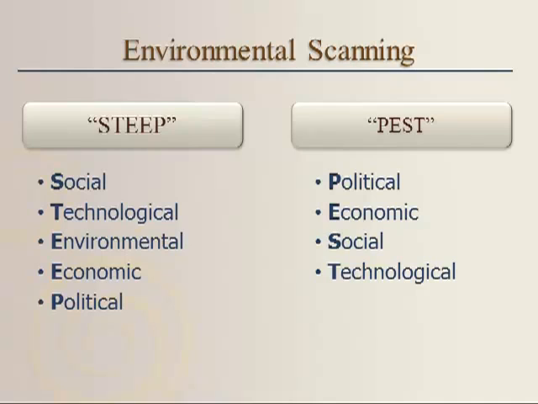There are a couple of acronyms that have been used to describe the variables that should be included in a comprehensive analysis of the external environment. One way of thinking about them is to call them STEEP pests. STEEP stands for social, technological, environmental, economic, and political. Similarly, PEST stands for political, economic, social, and technological. You will see both referenced in strategic planning literature. The point is that the context for strategy development is so important.